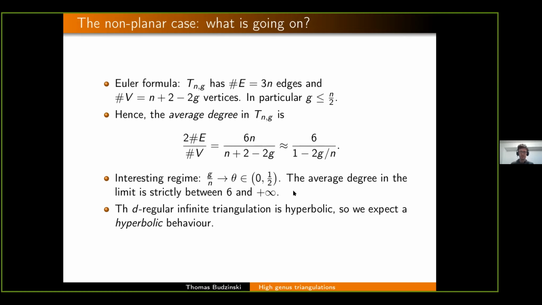So the point here is that if we have a local limit for uniform triangulations of genus with a genus proportional to the size, we can expect the average degree in the infinite object to be also larger than 6. So it's a discrete notion of negative curvature, if you prefer. So we would expect a hyperbolic behavior.